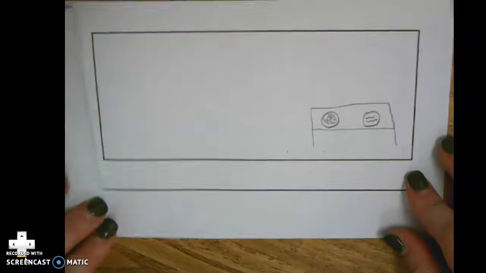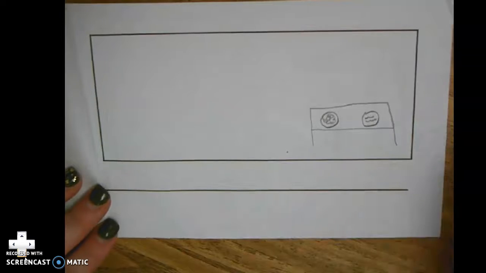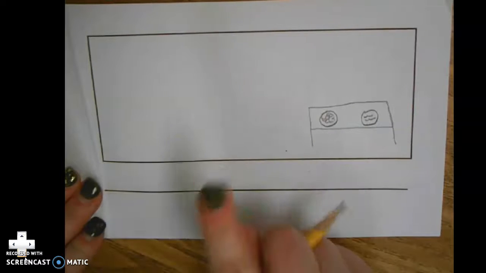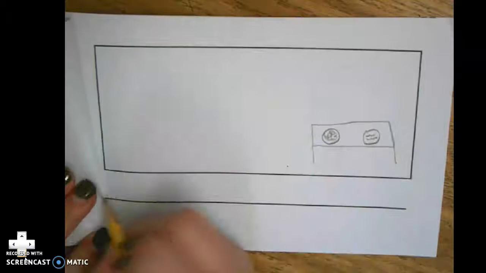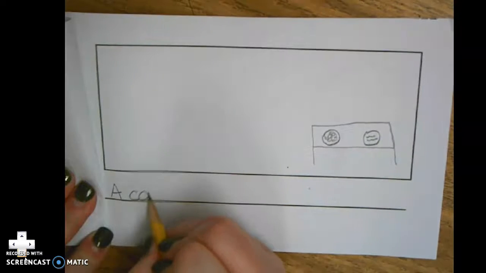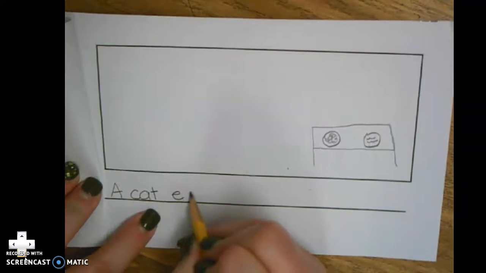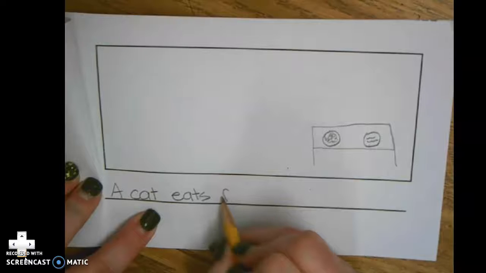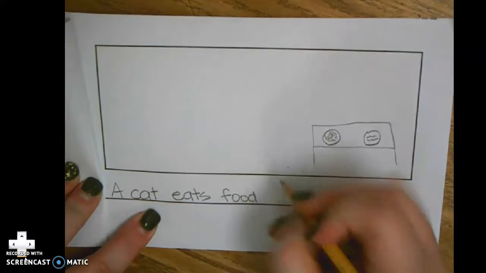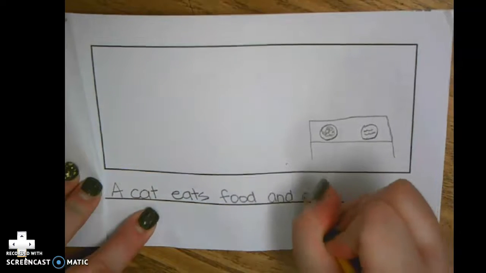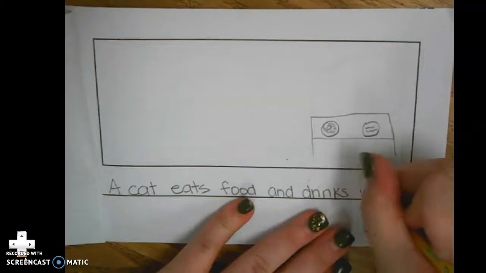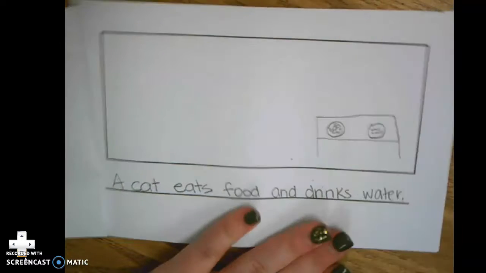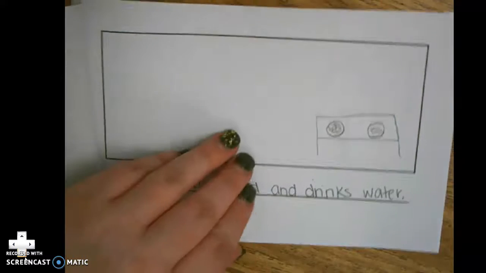Next, this page is about what a cat eats. So, a cat eats food and water. A cat eats food and drinks water. Okay, so there's that page.